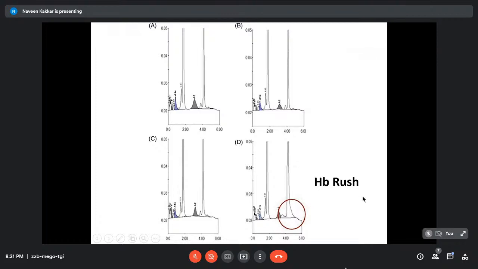Now remember, this is an extremely rare event. You'll probably find this in 1 in 20,000 samples. But it is important to understand that slight variations in normal patterns may mean something that we may not be aware of. We just need to work them up well.